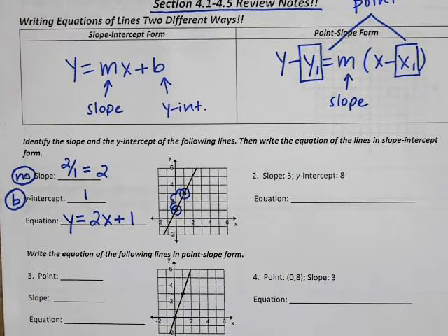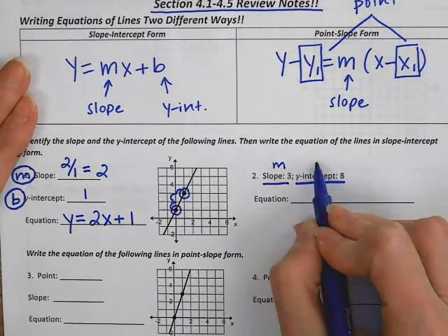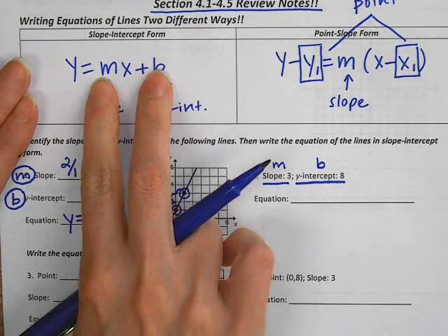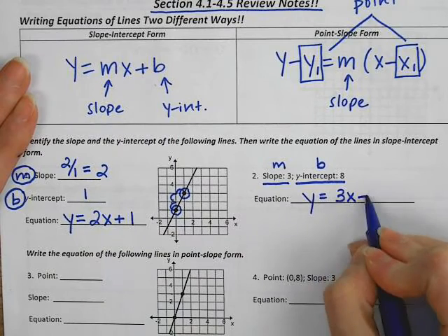Now, number 2 is even easier. They give you slope m, they give you y-intercept b, so just plug them into the formula. Y equals 3x plus 8.